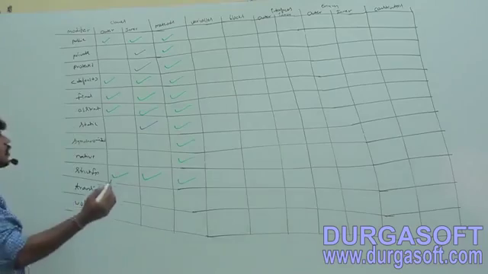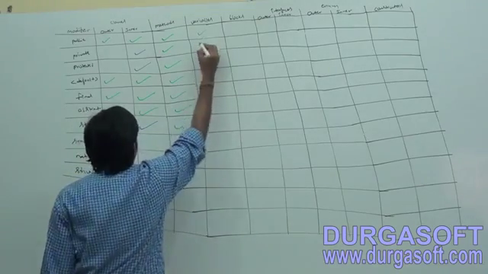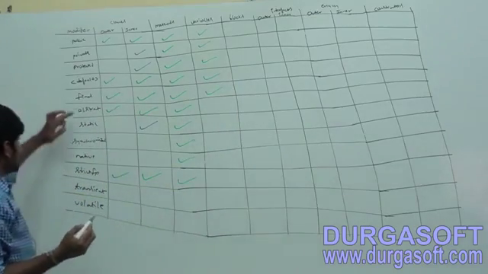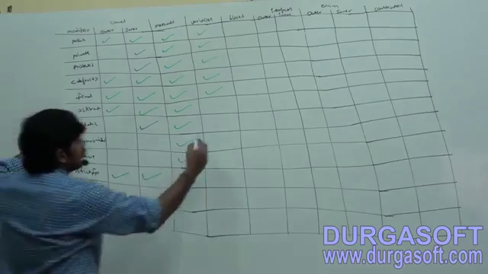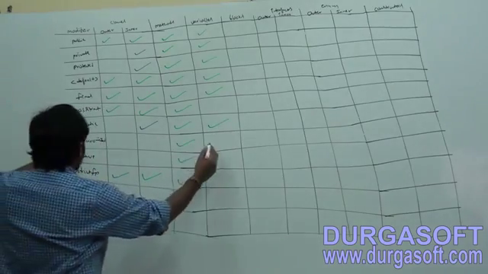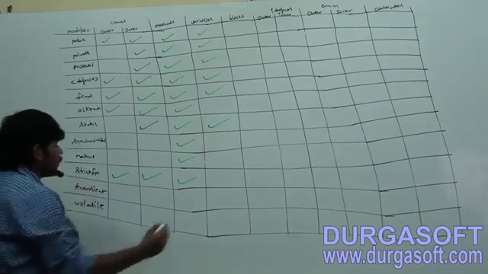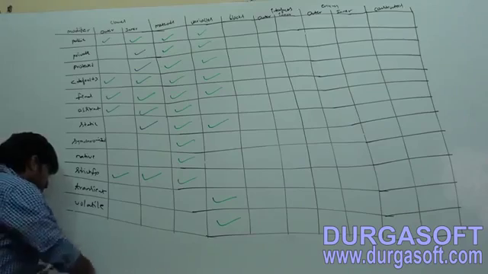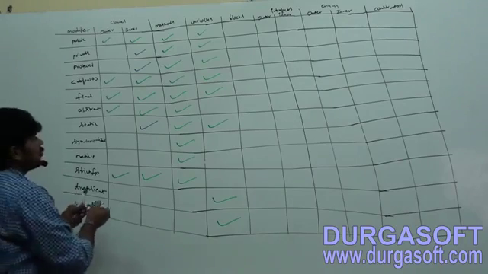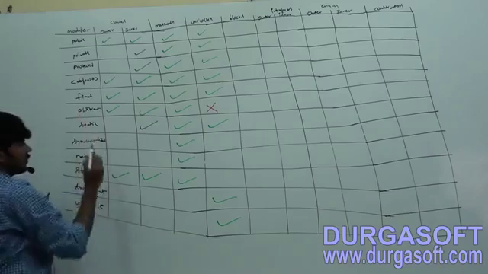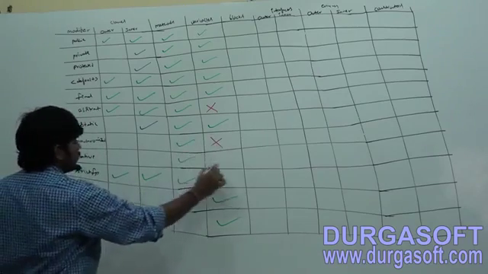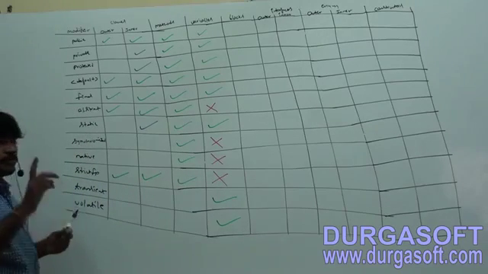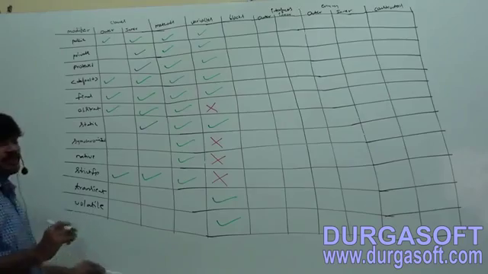Next, variables, which modifiers are applicable? Variables: public, private, protected, default, final, abstract not possible, static possible, synchronized not possible, native not possible, strictfp not possible, transient and volatile. So which things are not applicable for variables? Abstract is not possible. Next, synchronized not possible, native not possible, strictfp not possible. Are you getting it?